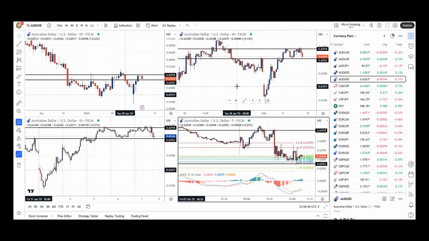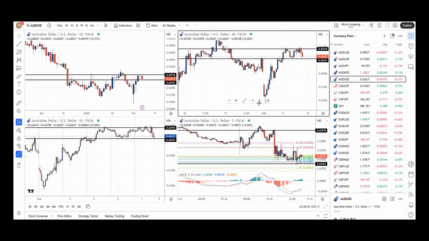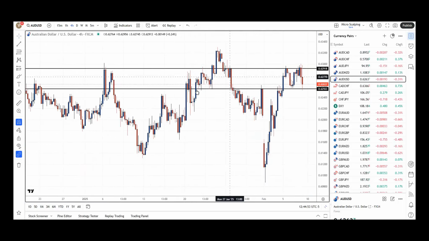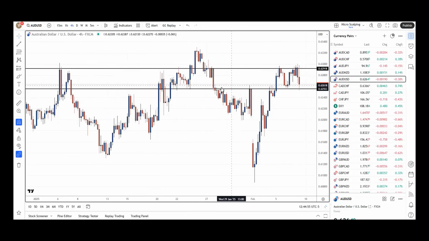What we want to know is what is the 4-hour and 1-hour doing, like where are the levels that we're interested in. So what we do is we'll start. You go to a 4-hour chart. And the member identified this level right here. Can you see what a great level that is? Like, look at all of the touches in here.